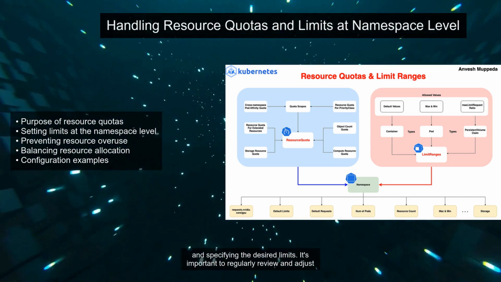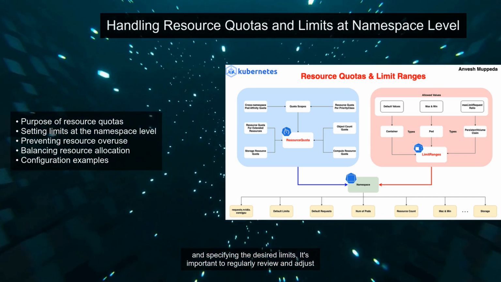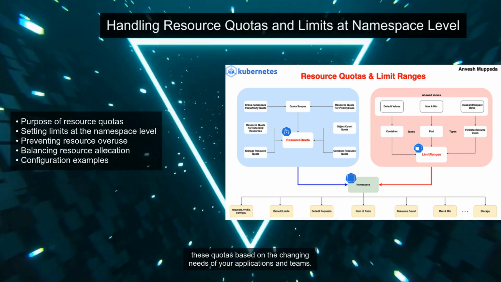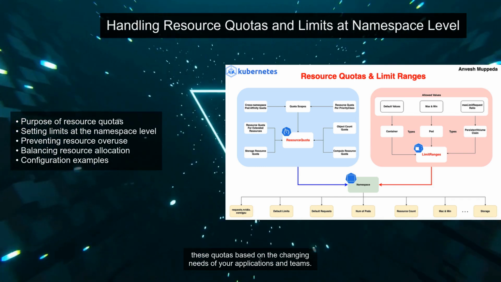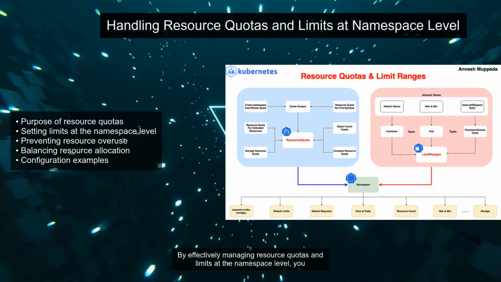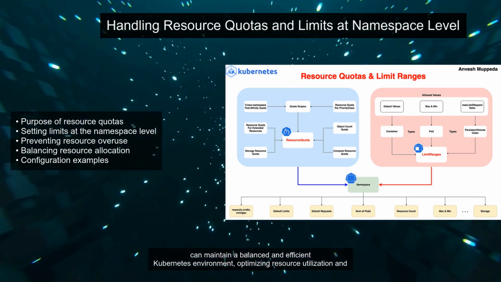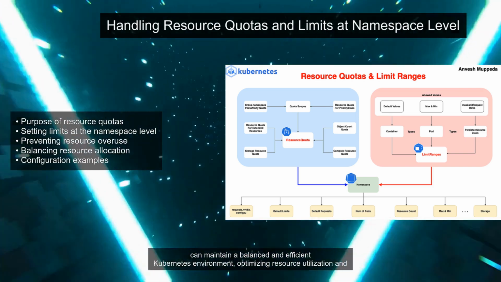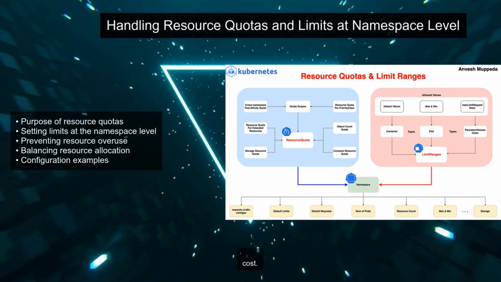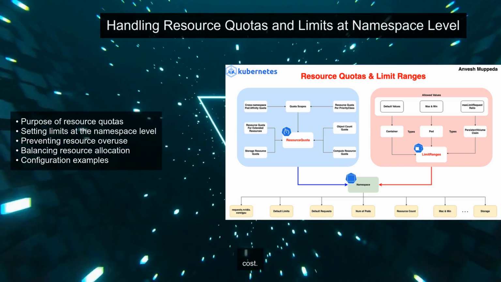Configuration of resource quotas involves creating a resource quota object in Kubernetes and specifying the desired limits. It's important to regularly review and adjust these quotas based on the changing needs of your applications and teams. By effectively managing resource quotas and limits at the namespace level, you can maintain a balanced and efficient Kubernetes environment, optimizing resource utilization and cost.